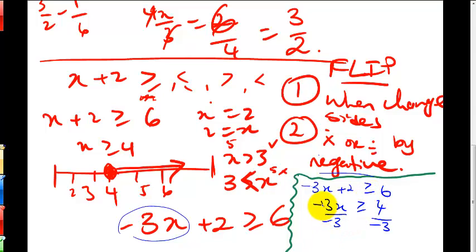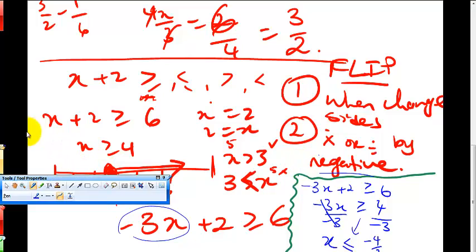Once these two cancel out, you've got x on the left hand side. However, it's less than or equal to -4/3. You get that? I changed the sign.